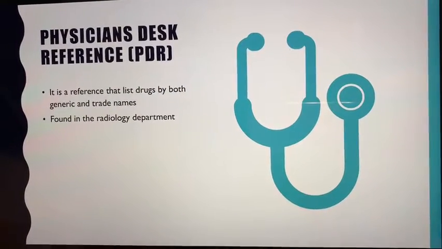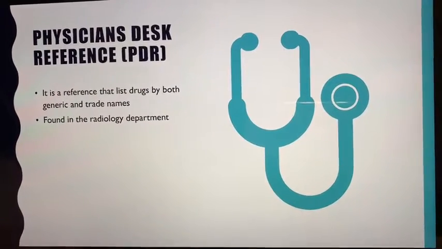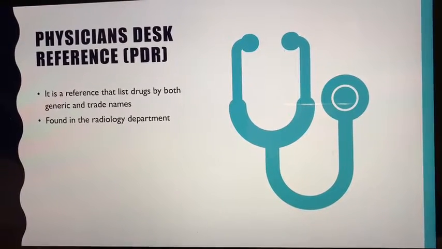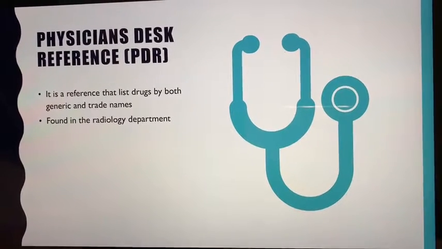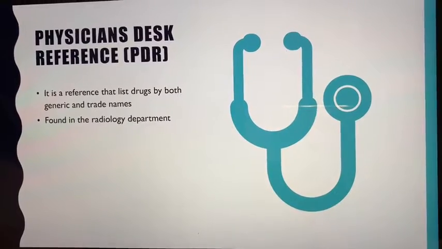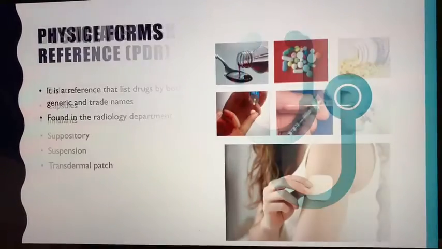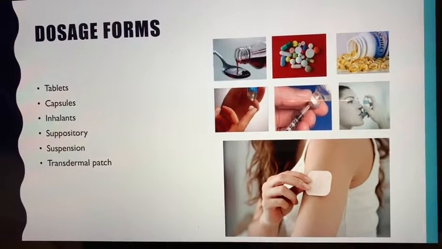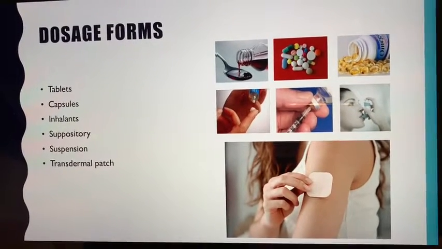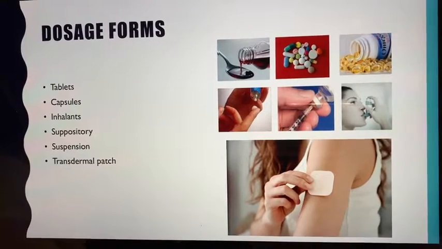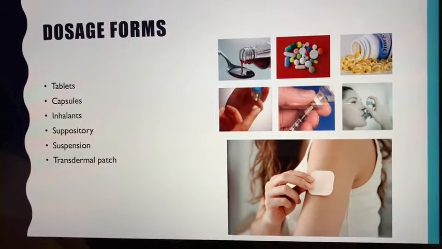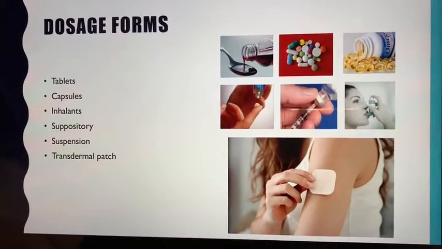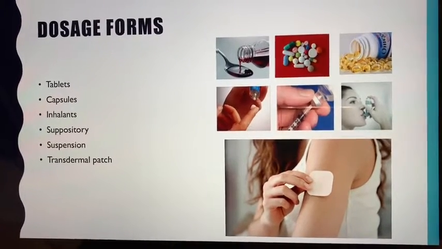Now we have the Physician's Desk Reference, also known as the PDR. It's a reference that lists drugs by both generic and trade names. It's mainly found in the radiology department. Now we have some dosage forms: tablets, capsules, inhalant, suppository, suspension, and transdermal patch. Here in the images, it shows you most of those.